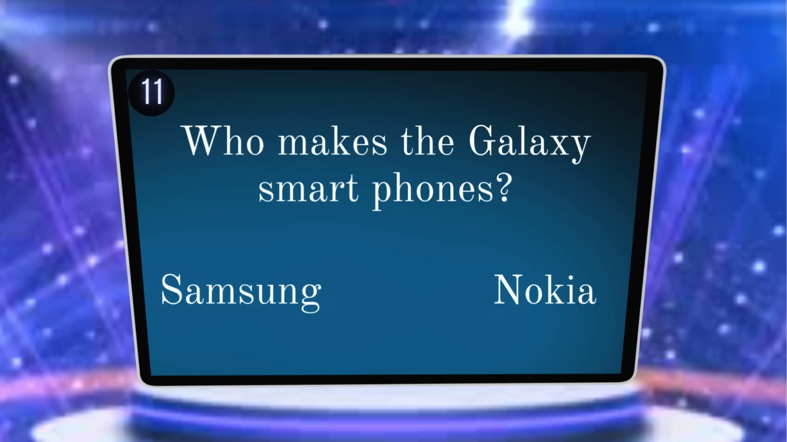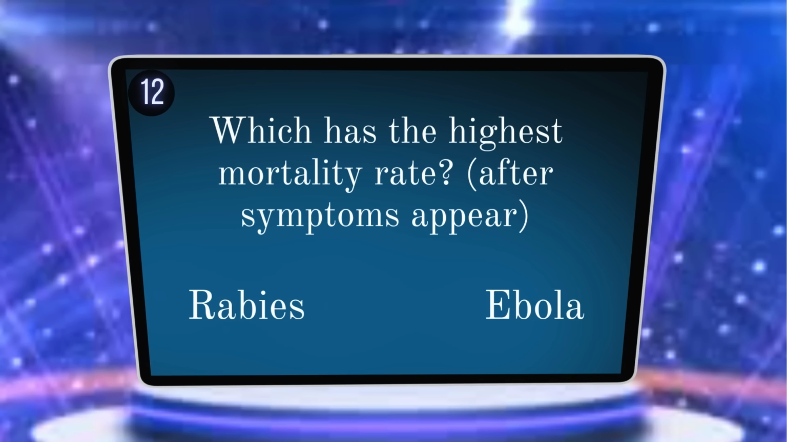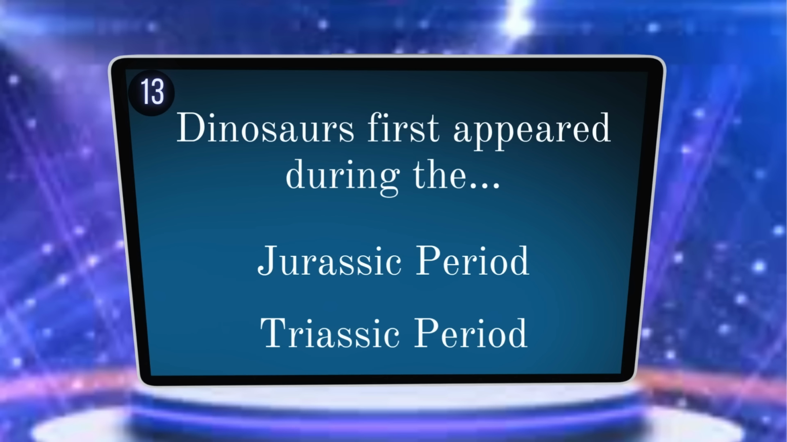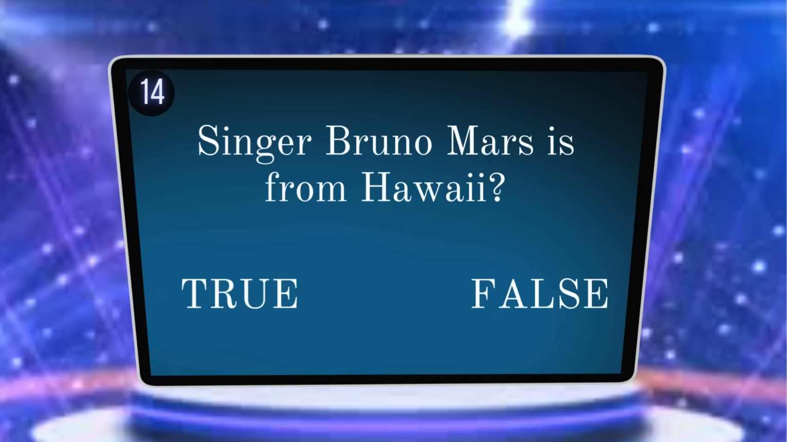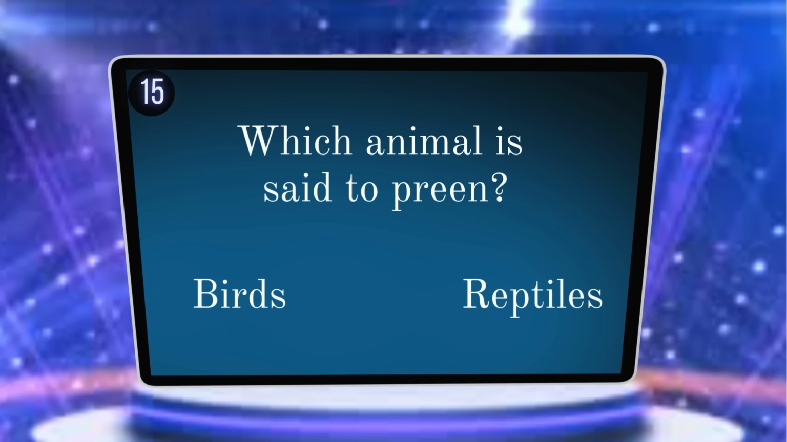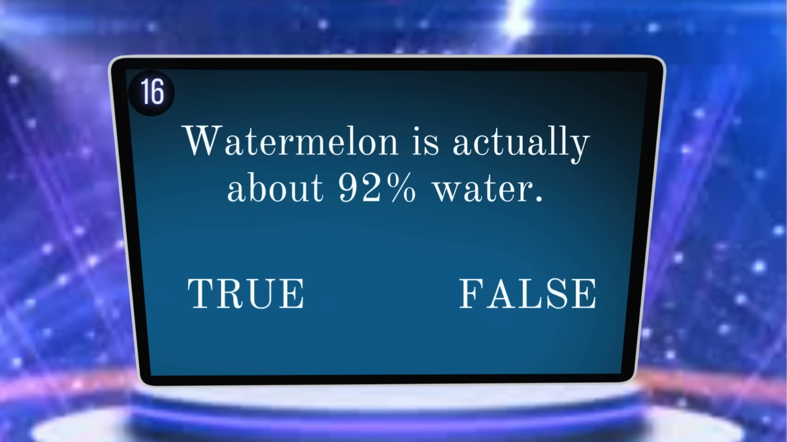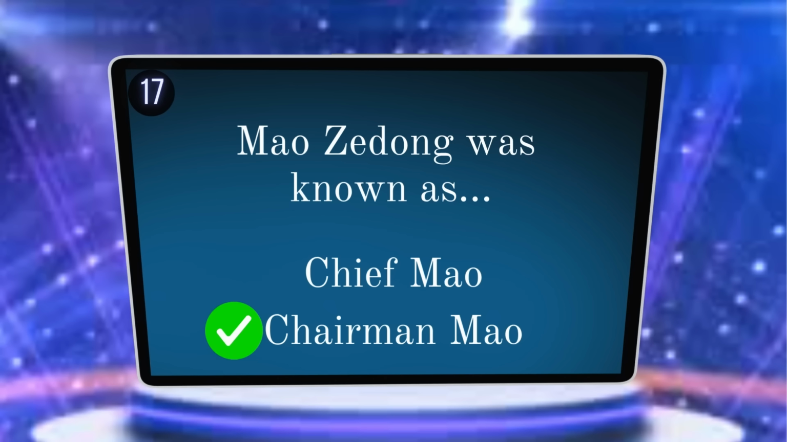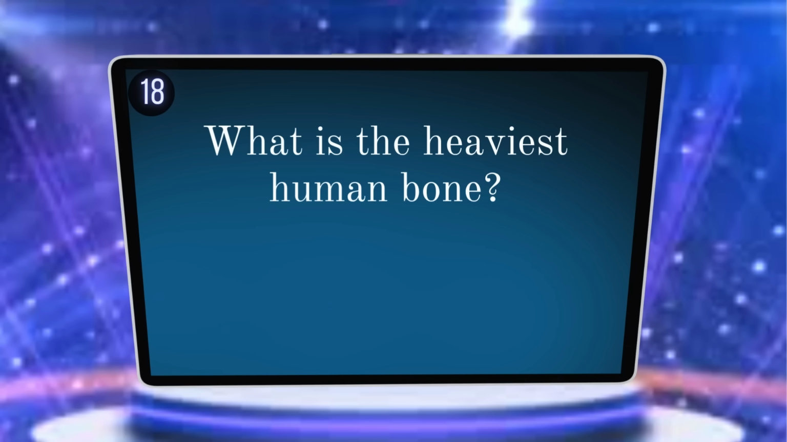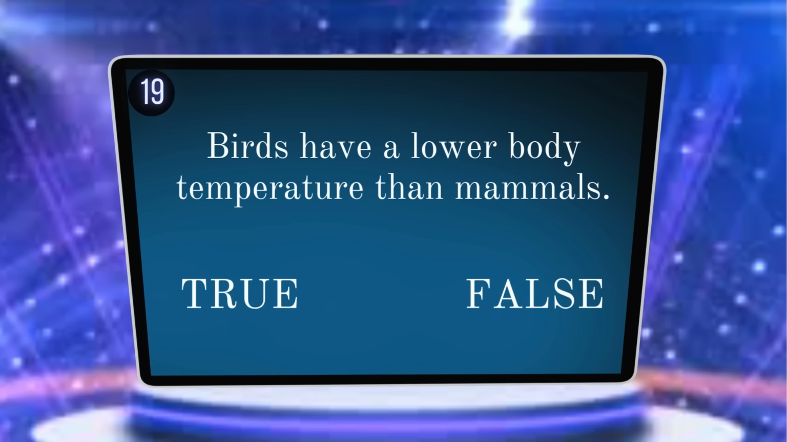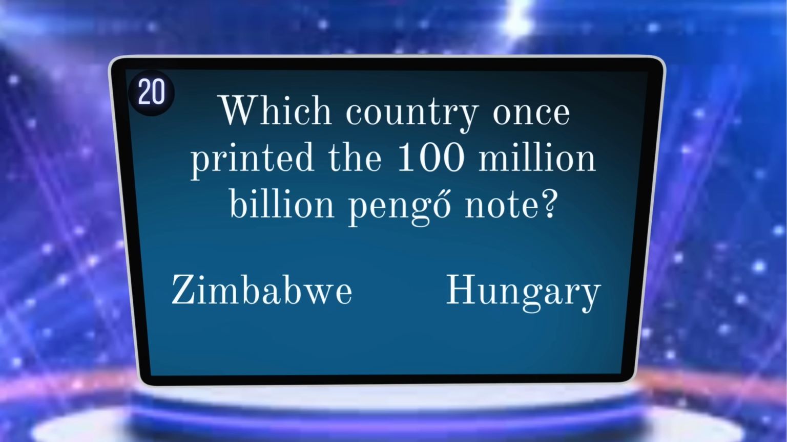Galaxy smartphones are by Samsung. With nearly 100% mortality rate after symptoms appear, rabies. Dinosaurs first appeared in the Triassic period. Bruno Mars is from Hawaii. Said to preen is birds. Watermelon is about 92% water. Mao Zedong was Chairman Mao. The heaviest human bone, the femur. Birds actually have a higher body temperature than mammals, so that's false. The 100 million billion pengo note, that's Hungary. I hope you did well there and picked up loads of lovely points.